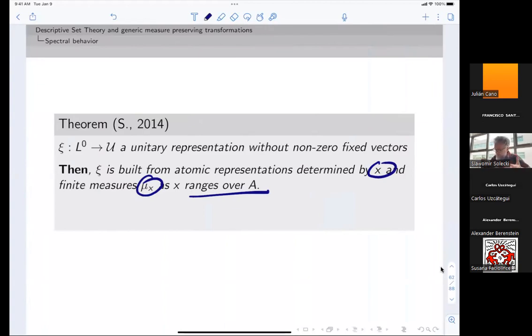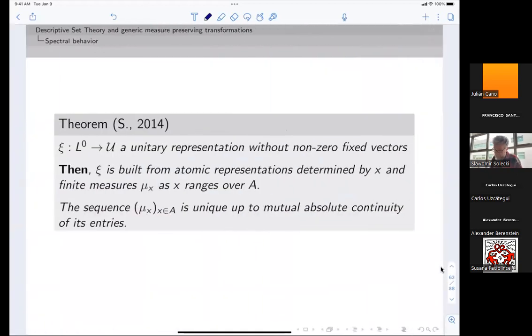And then I do this atomic thing that I just did on the previous slide, and I take some kind of a product, an L2 product. So this sequence of measures is uniquely determined up to mutual absolute continuity, and it determines the representation up to unitary equivalence. This is true up to certain multiplicity.